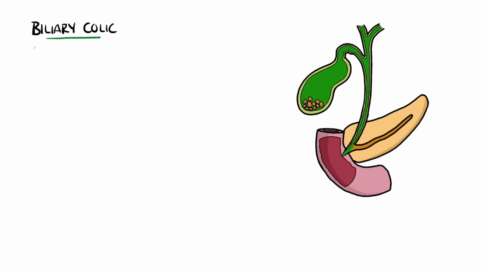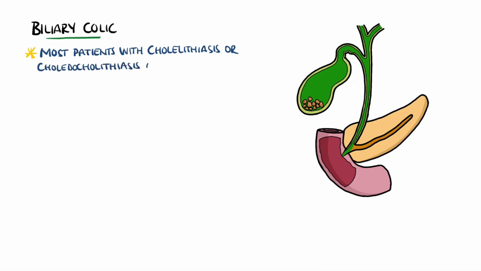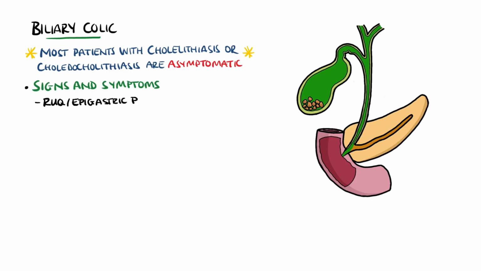So we already mentioned that cholelithiasis is the presence of gallstones in the gallbladder, while choledocholithiasis is the presence of gallstones in the common bile duct. Most patients are asymptomatic, with a higher rate of symptoms in choledocholithiasis. Biliary colic is the term given to the presence of symptoms resulting from the stones that later resolve. The primary symptom is pain resulting from the contraction of the biliary tree against the stone. The pain is typically in the right upper quadrant or the epigastrium and often follows a fatty meal.